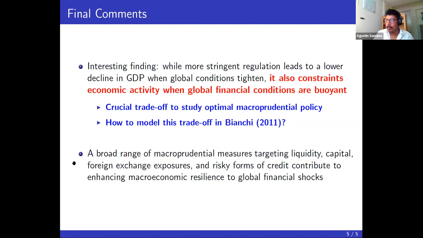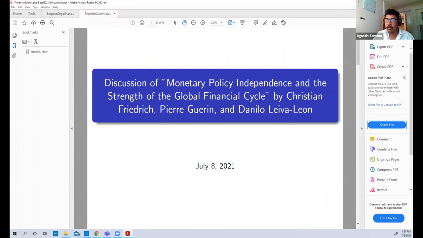If you are, I think it would be super nice to keep studying this. Another important insight from the paper is that there is not only one macroprudential policy that can help dampen liquidity shocks, but a broad range of macroprudential measures. I will end with this, and I just have to say that I really enjoyed the paper. I think it's written in a very clear way, and this insight is pretty cool. So now, let me go to the paper by Kristin.